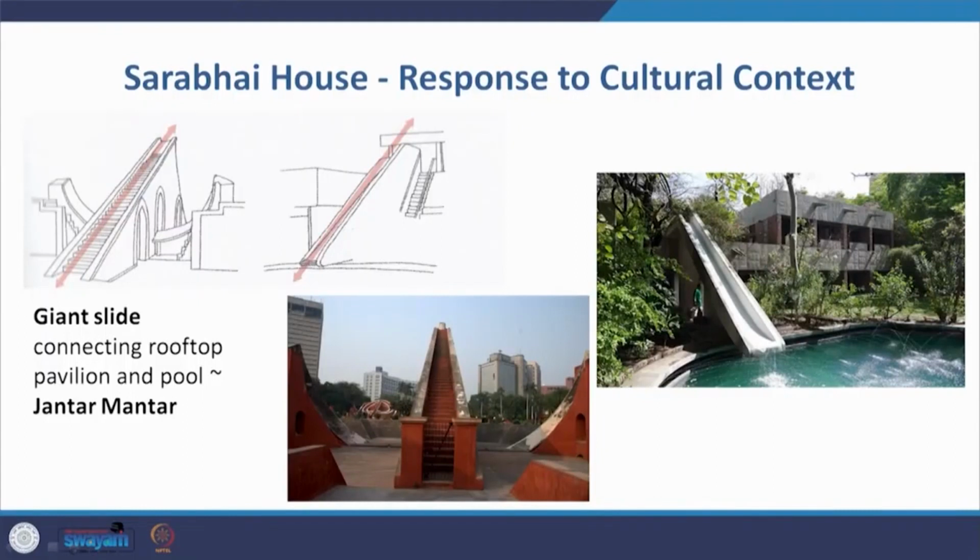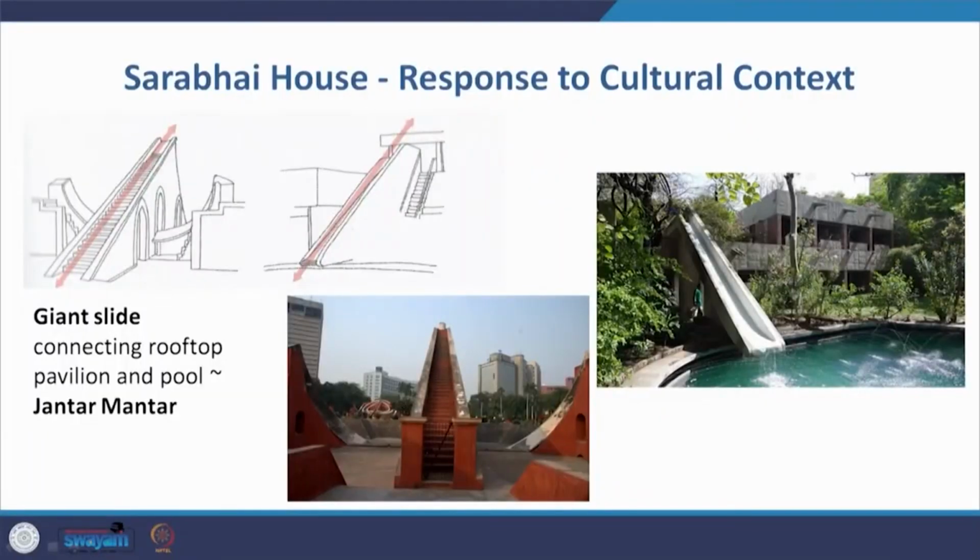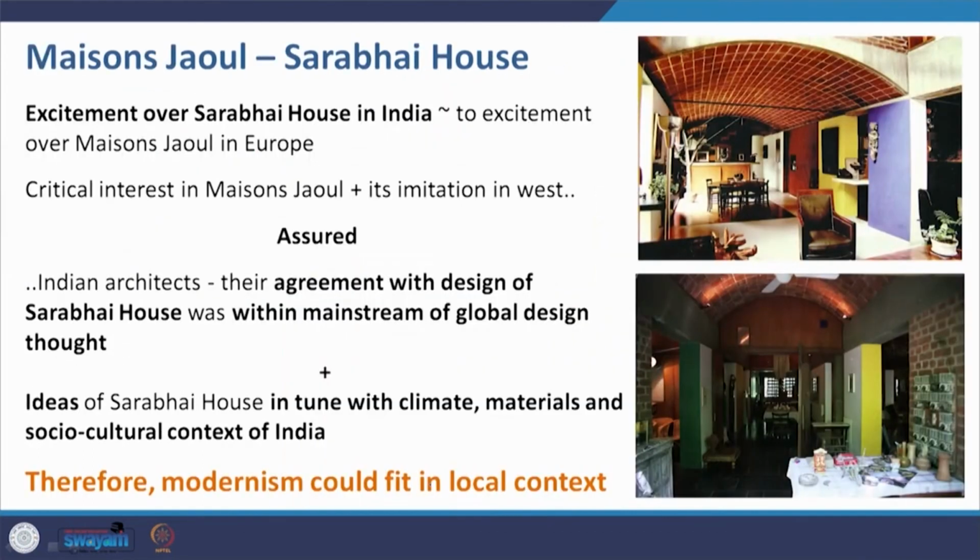Now the other thing in the case of cultural context, in the case of the Sarabhai house, which also serves as a very wonderful facility for children, for example, is the slide coming in from the roof pavilion down to the pool. And here it is the giant slide which is similar to that of the Jantar Mantar, which is there in a couple of cities in North India. So he is relating the Villa Sarabhai with that.